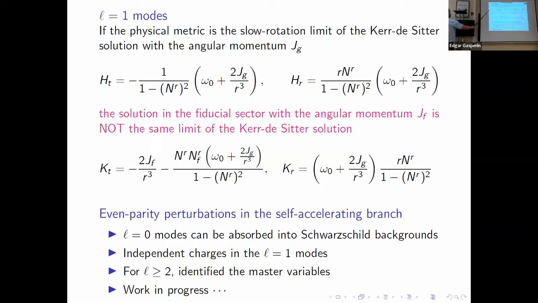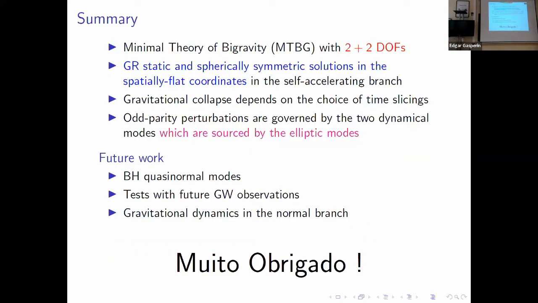So far, we have also studied the odd parity perturbation. In case of GR, the odd parity perturbation is just a slow rotation limit of GR. But in general, this is not true in our theory. Even if one assumes the slow rotation limit of a perturbation with an angular momentum in one sector, the solution in the other sector basically depends on the angular momenta in both sectors. And finally, we are currently investigating the even parity perturbation. But since we have more variables, the system becomes a little bit messy. But we hope to report our solution. Anyway, so this is the summary.